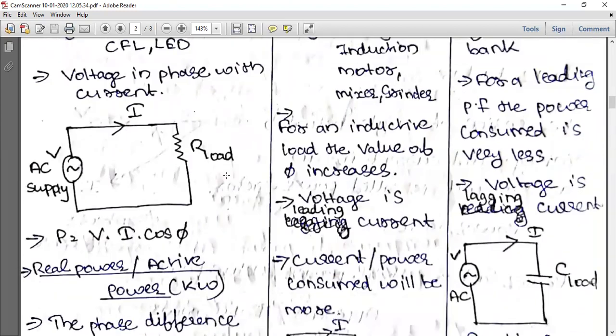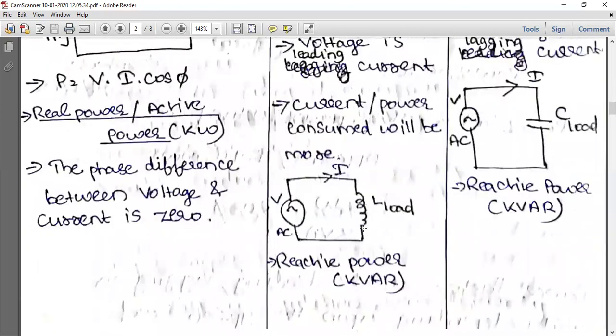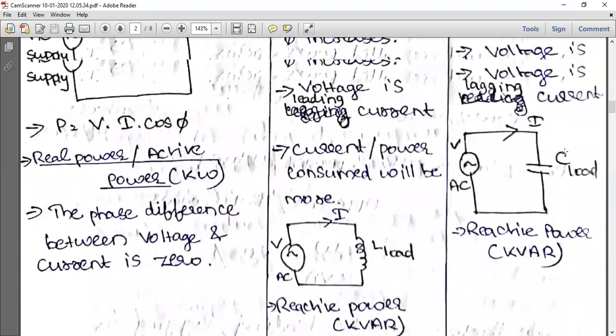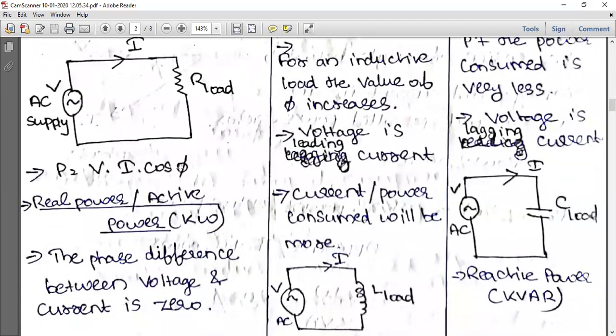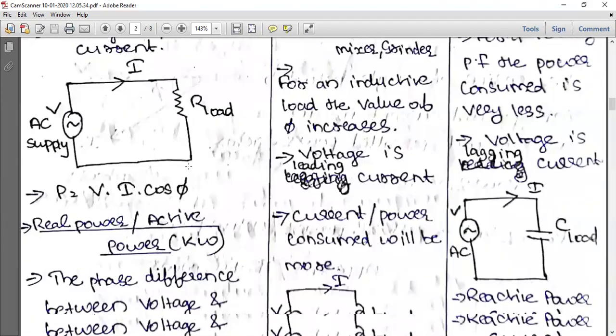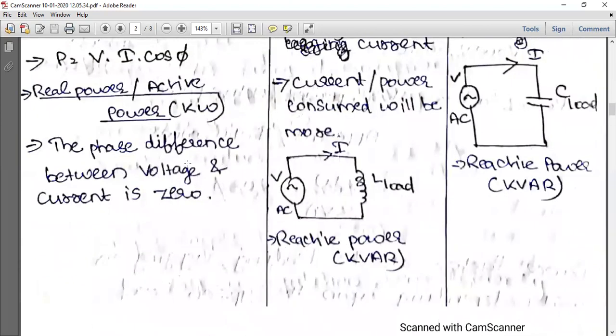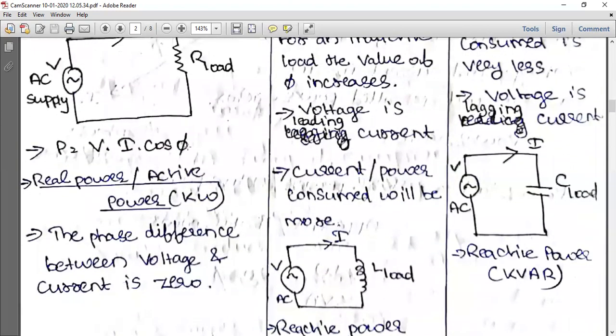And this is the diagram. We have the resistive load. Here we have the inductive load. Here we have the capacitive load. So in case of a unity power factor, like a resistive load, P is equal to VI cos phi, which is actually the real power or the active power. Here the phase difference between voltage and current is zero.